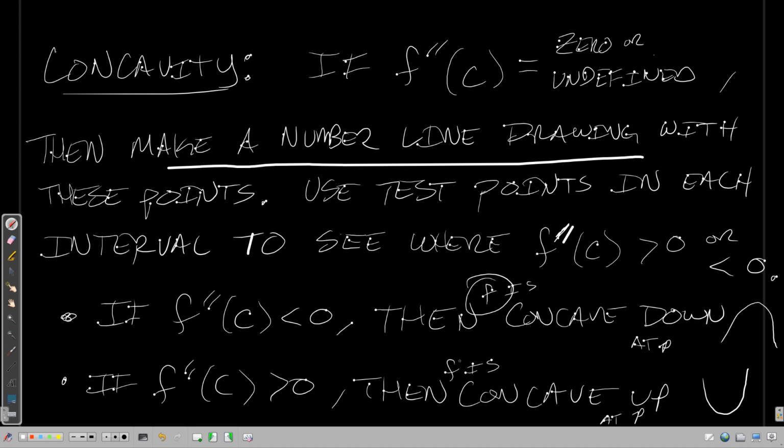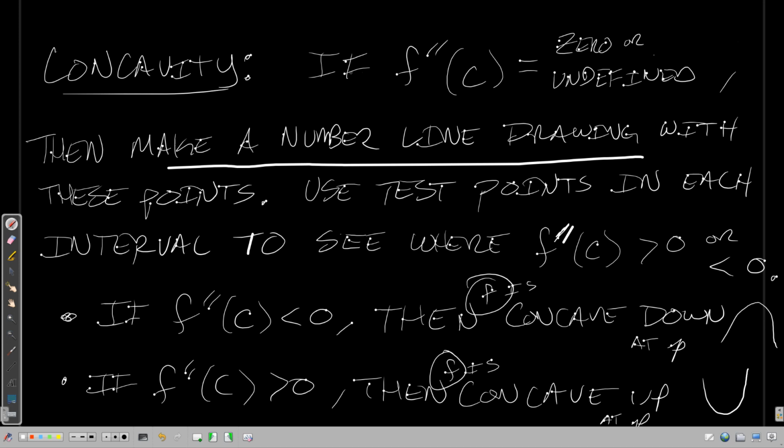What is concave up or down? F is concave up or down. It says P, it should say C. It's actually going to be concave up or down everywhere in that. Sorry, it's not C. It is P. So I have to fix this.